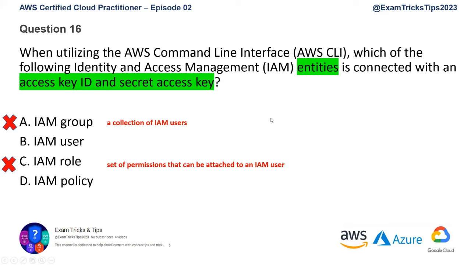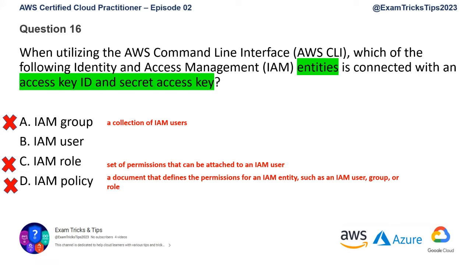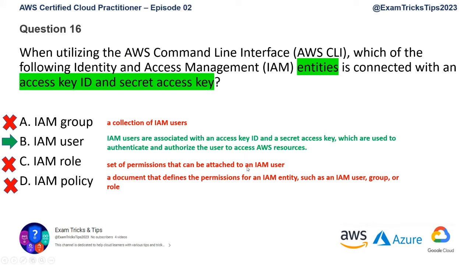So that's ruled out. Third is IAM policy. Again, that's one I would rule out because it's basically a document that defines the relationship of all these entities, user, group, and what rules are there. So it's not really something that relates to access key ID and secret access key. So that leaves us with option B, and essentially a user is associated with a key ID and access key, and that is then used for authentication and getting access to the resources. So that's our answer. Option B is the answer for question number 16.